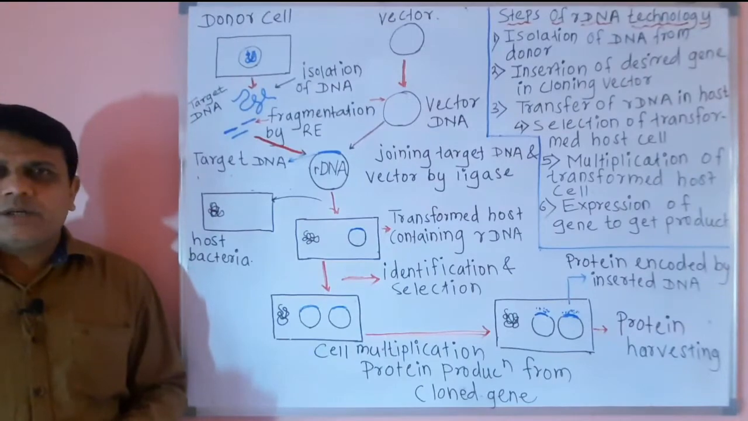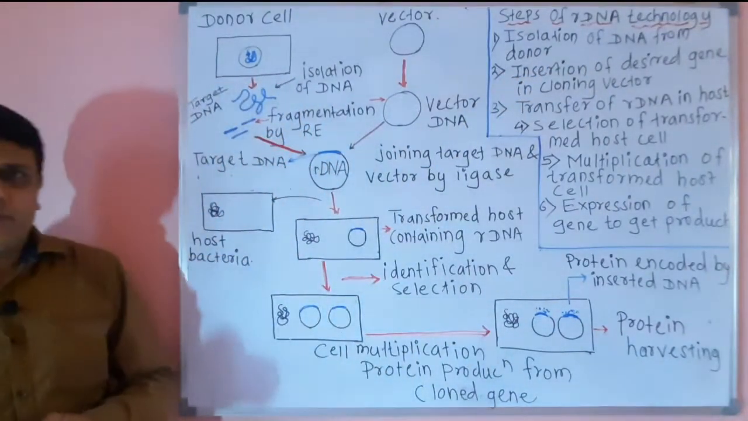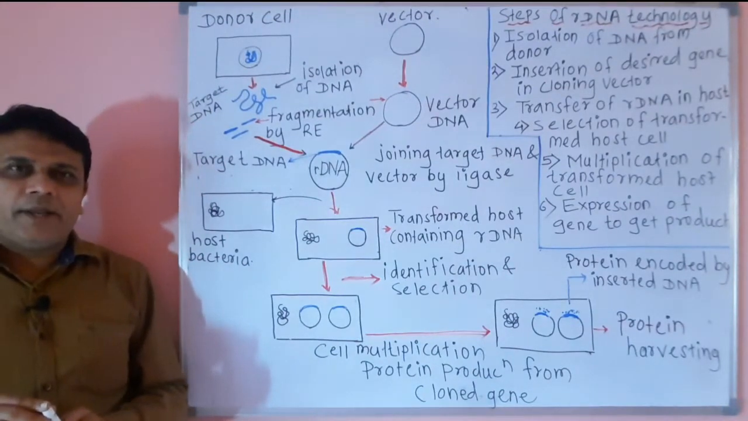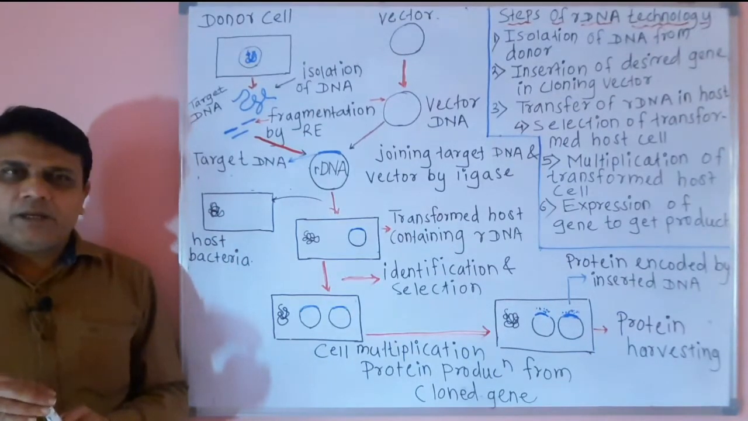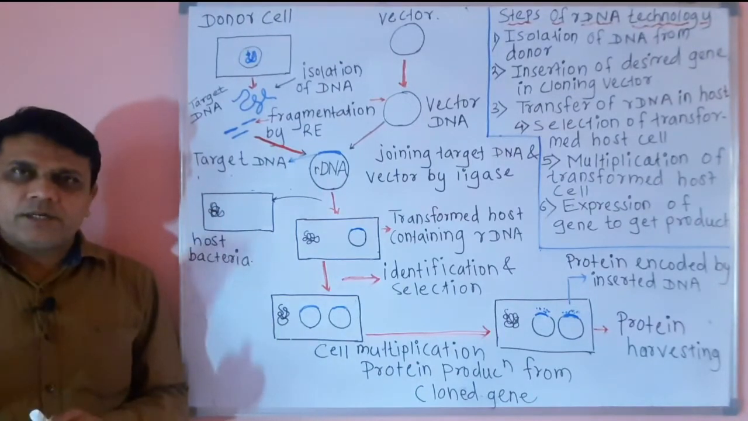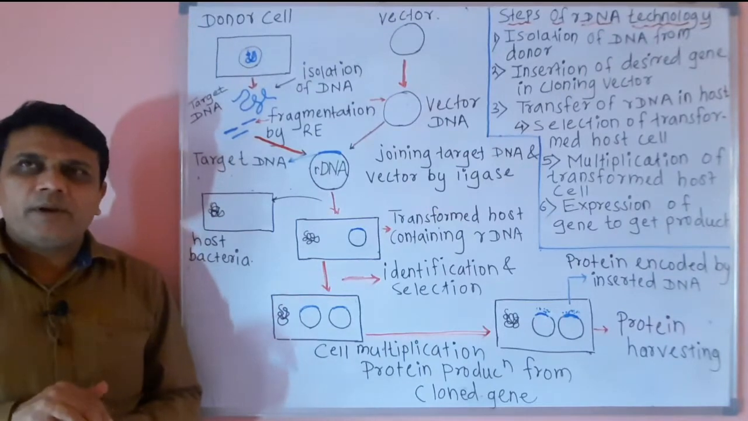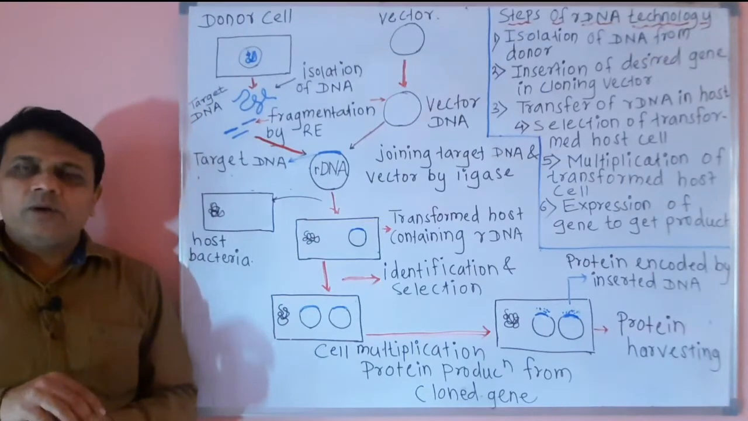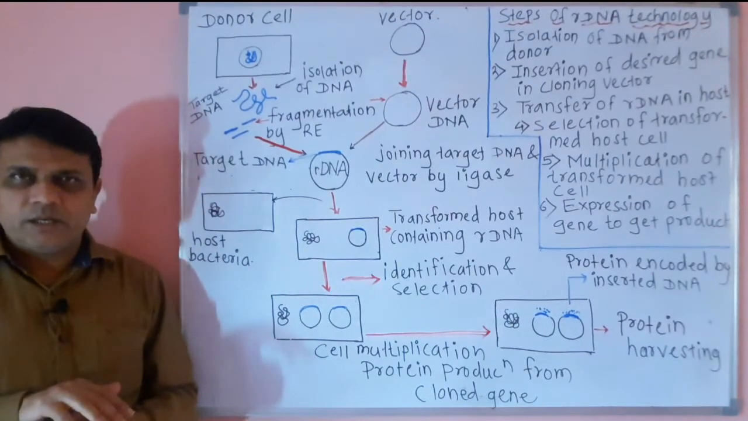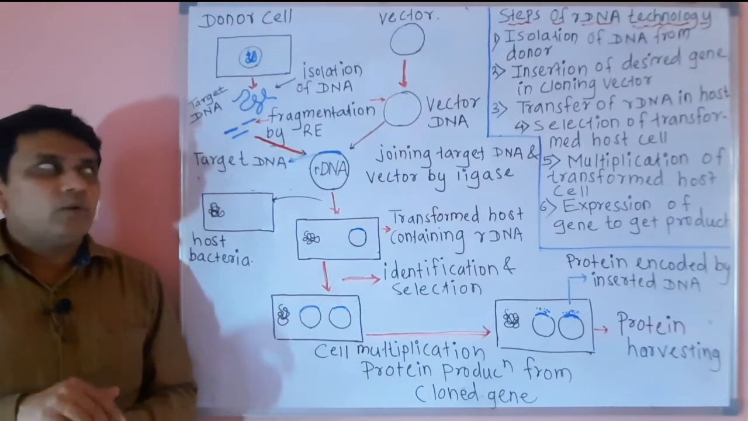Now we will see the topic, that is steps of recombinant DNA technology. You know that recombinant DNA is the DNA which has a functional foreign gene or DNA. Such DNA is called recombinant DNA, and this recombinant DNA can be introduced in a suitable host to express the desired gene or to make its multiple copies, that is gene cloning.